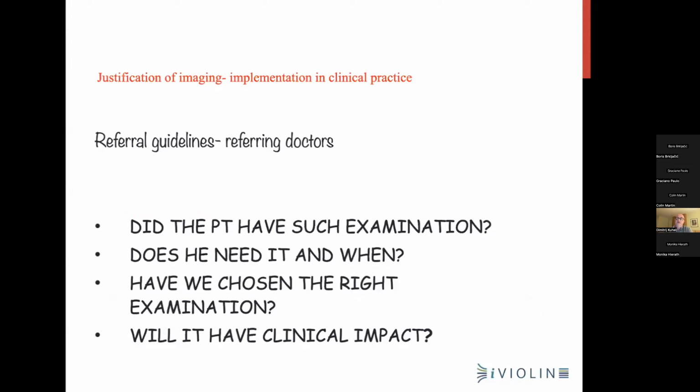A few words about referral guidelines. They are made mostly for referring doctors, and before referring a patient to radiology, they should know: has the patient had such an examination yet? Does he need it and when? Has he chosen the right examination? And the most important, will it have clinical impact? If the therapy will not be changed with the report of the examination, then probably this patient does not need such an examination.